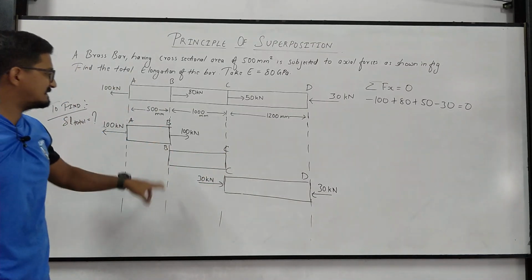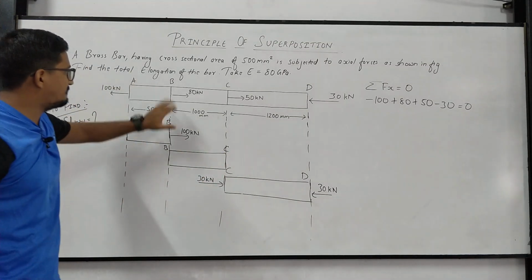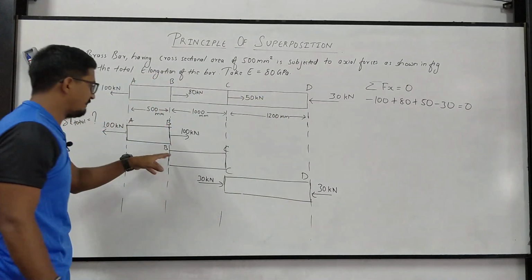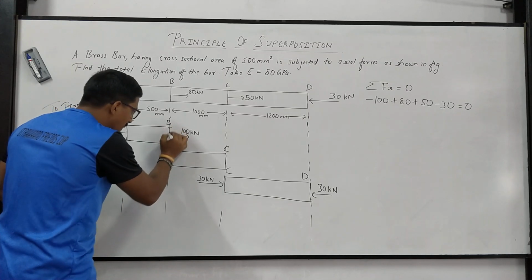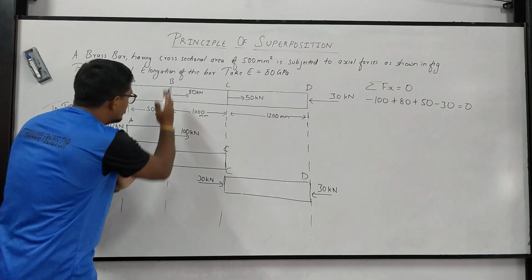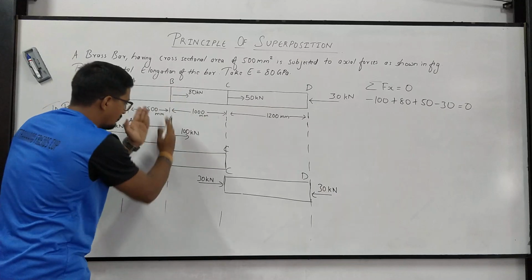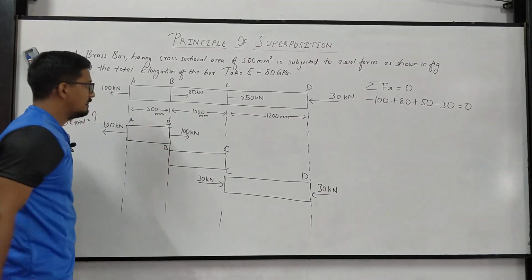Now I have to balance BC. AB is balanced, CD is balanced. Now I have to balance BC. Now you can see this section B and this section B are similar. See here in the figure, in the diagram you can see this section is similar.